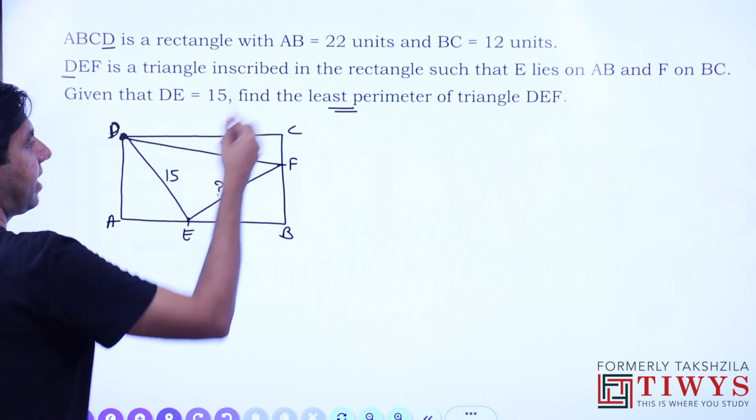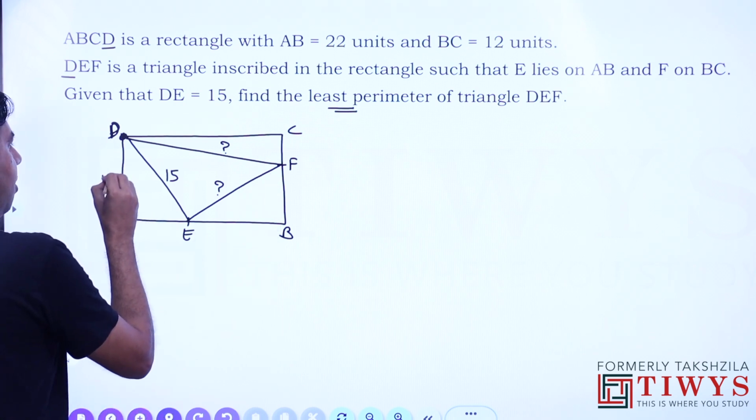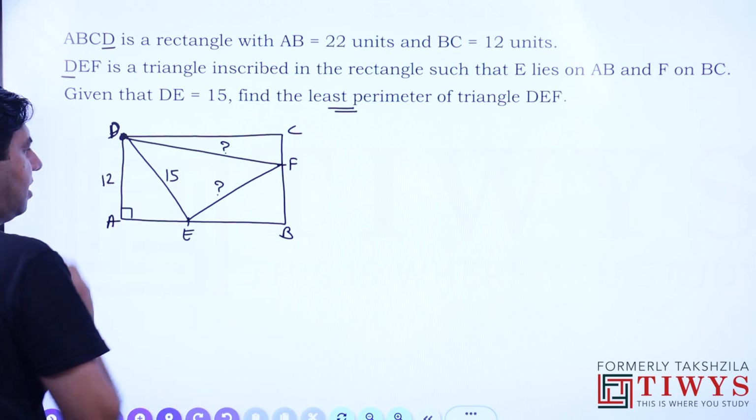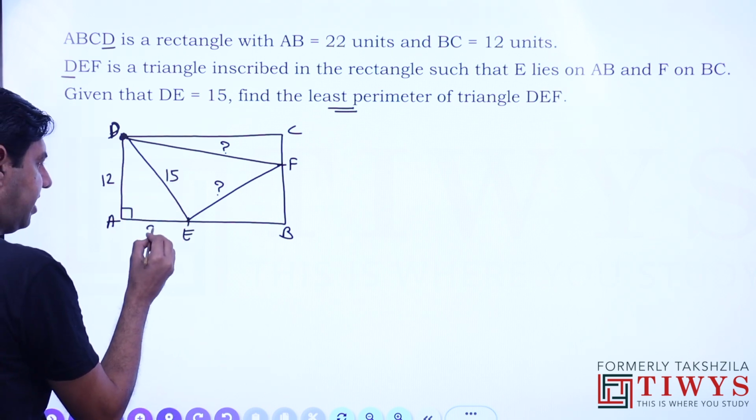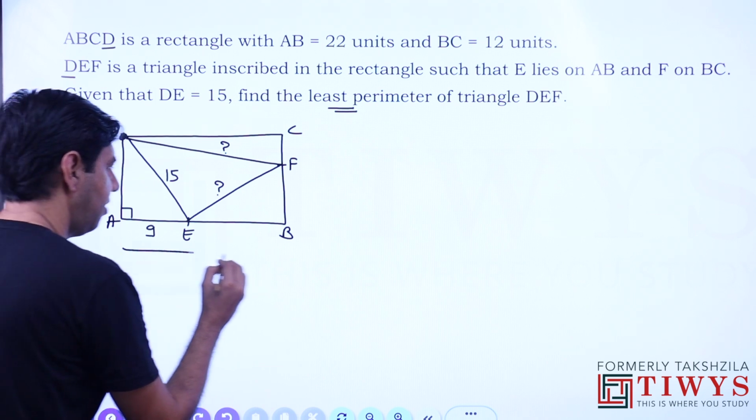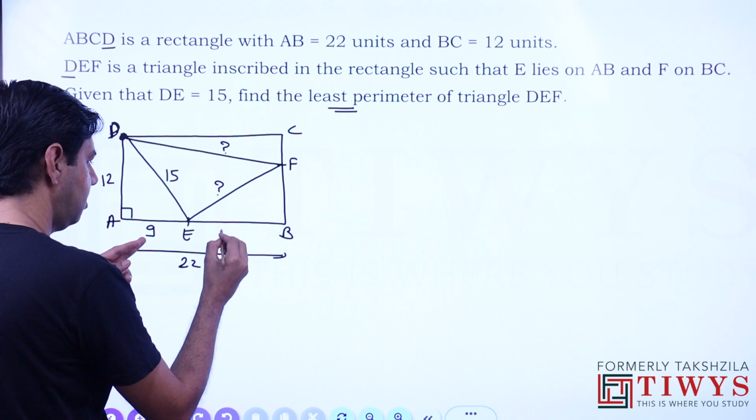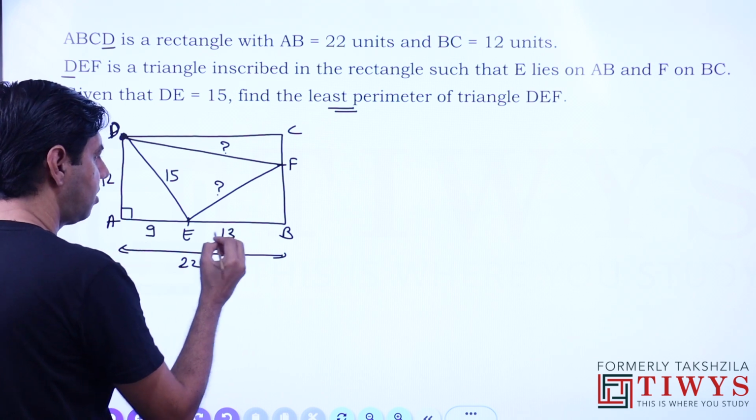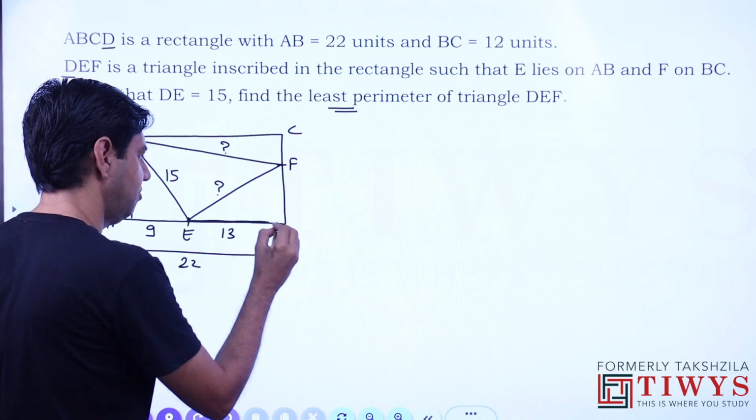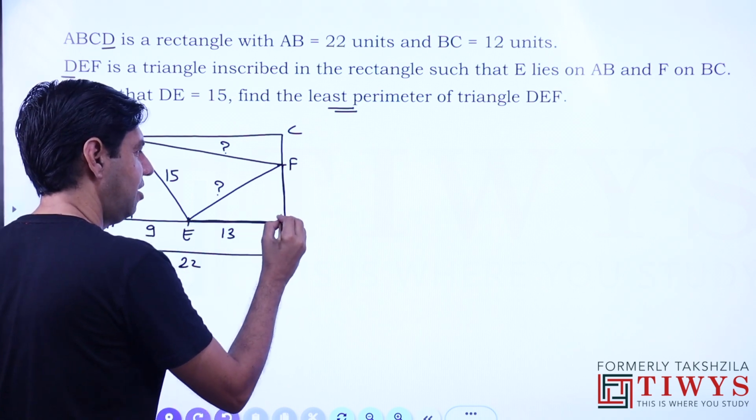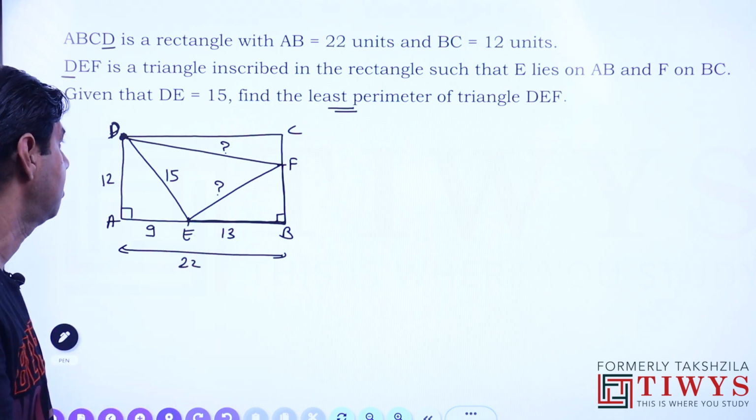The other data, coming to what is known to me, BC is 12, so this is 12, 12, 15, right angle. This will obviously be 9, since 9, 12, 15 is a triplet. I know AB is 22. So if I know this 22, I know this is going to be 13. Now 13 also is a triplet part, but this is not the hypotenuse. So ignore 5, 12, 13.